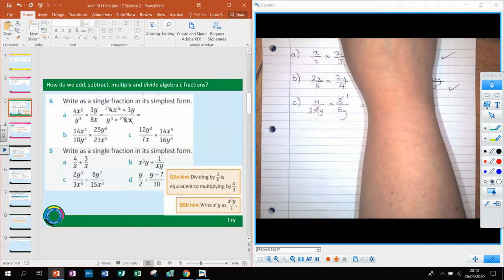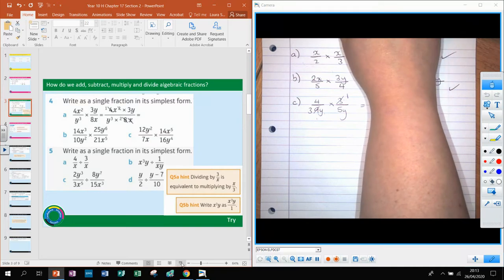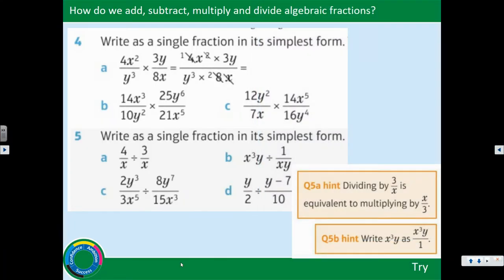I'm going to make this a bit bigger so that you guys can pause the video and try them. Literally where you can cancel, please do. There's a hint for question 5A and B, and also question 4A has been started for you already. So pause the video, off you go, and then we will go through the answers together.